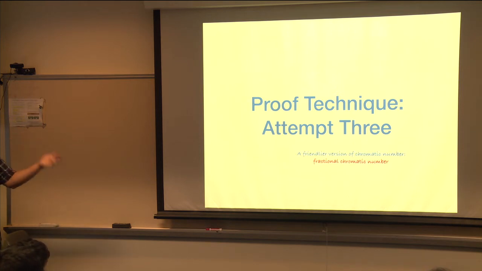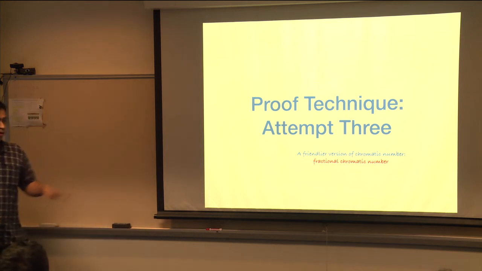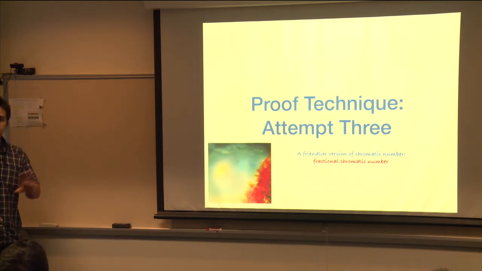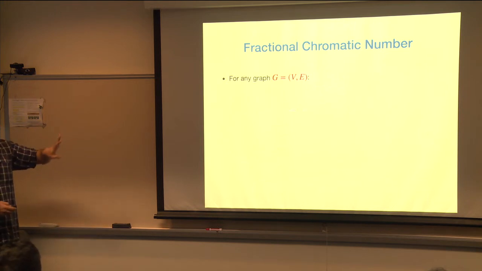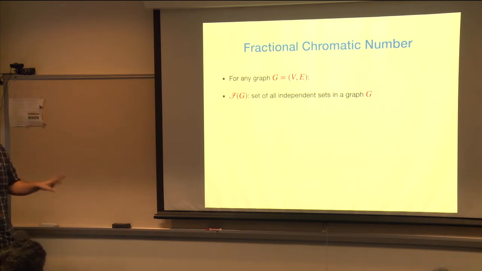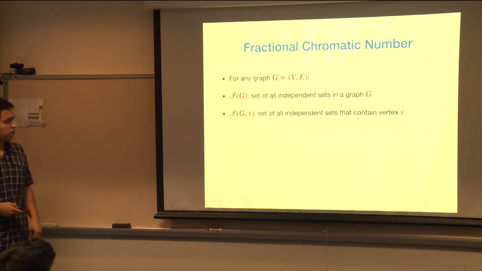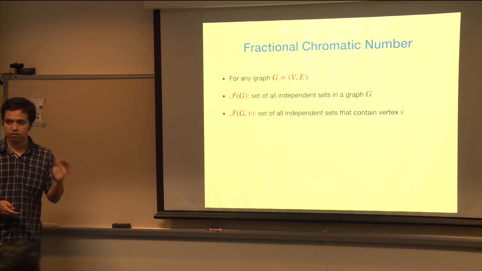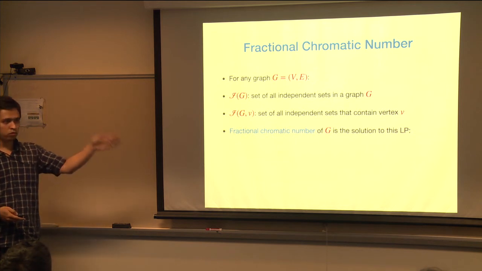We are going to look at the fractional chromatic number, and I'm going to define that and talk about it. That's the part where everything is nice and known. You can use lots of good results here. So what is the fractional chromatic number? This is for any graph. It has nothing to do with conflict graphs or anything. In any graph, let me define a bunch of things. I(G) is the set of all independent sets in G. And I(G,v) are all the independent sets that contain vertex v. Now, fractional chromatic number, one interpretation is the solution to this LP.